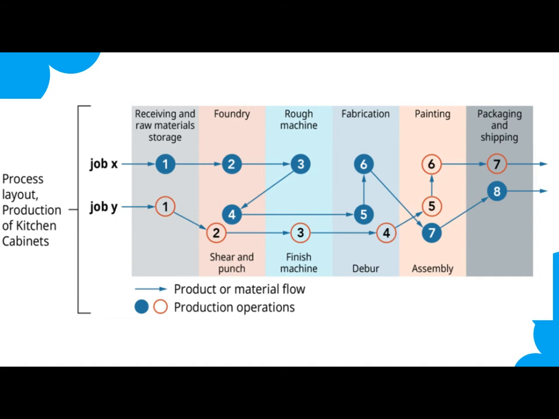Similarly, take example of job X. Now job X will flow from number 1 receiving and raw material storage, then number 2 foundry. After that, number 3 rough machines. Again from rough machine, that is section number 3, it will be retransferred to foundry, that is section number 2, at number 4.